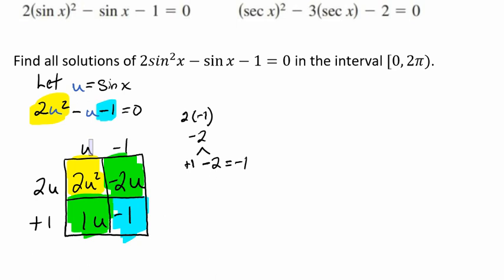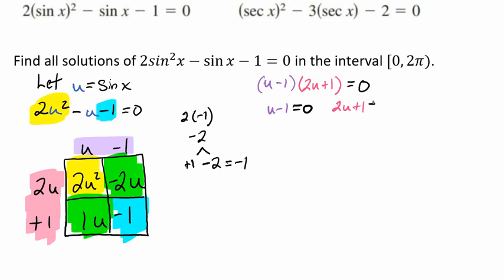Then we're going to take our top piece here. So we're going to take our u minus 1, and we're going to take our 2u plus 1, and we're going to set those equal to 0. And now we can use the zero product property here. So we're going to have u minus 1 equals 0, and 2u plus 1 equals 0. So solving for u is going to give us u equals 1, and on this side we'll get that u equals negative 1/2.